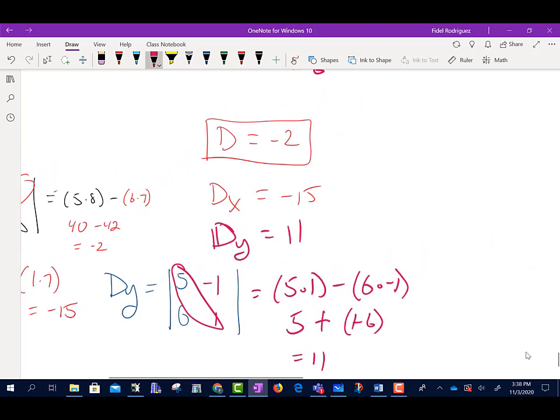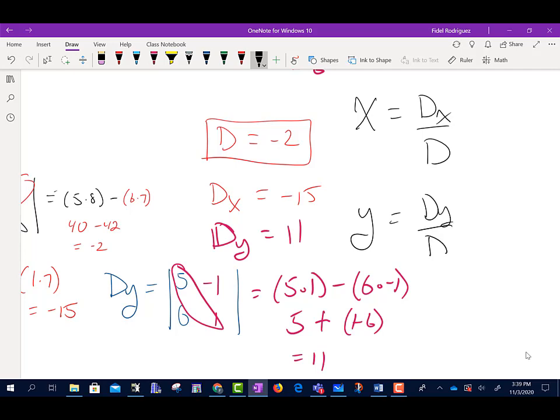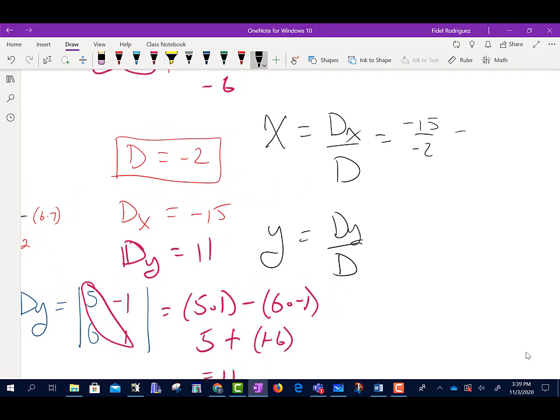Okay. So now let's go ahead and find the solution. The x value is going to be dx over d. The y value is going to be dy over d. Okay. So the first one is going to be -15 over -2. The negatives will reduce because a negative divided by a negative is a positive. So it's just 15 over 2.